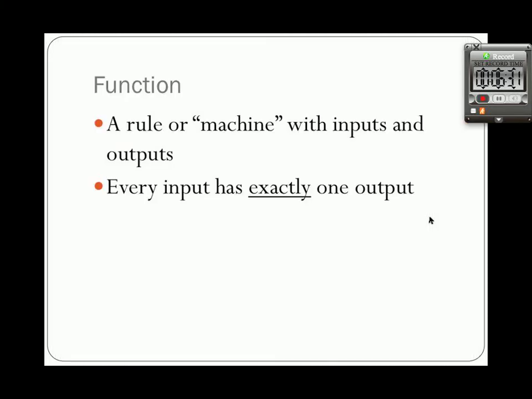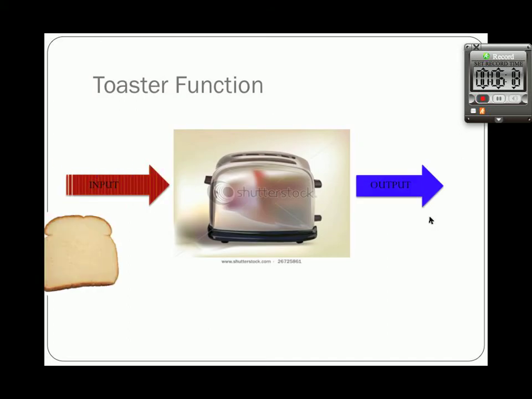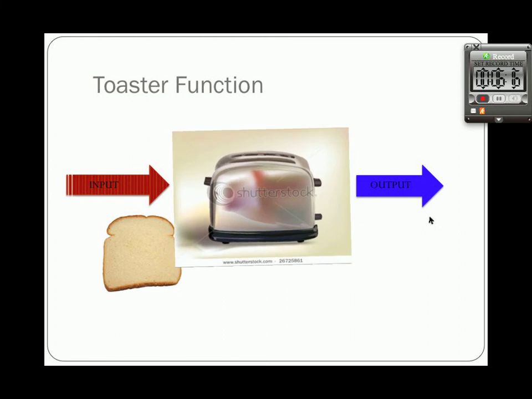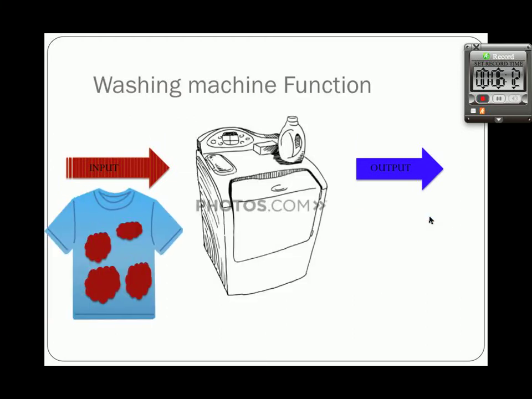Again, the definition of a function is a rule or machine with inputs and outputs, and the key is that every input has exactly one output. Okay? And to look at this again, I have our two non-math functions. You have a toaster: the input is bread, the output is toast. You have a washing machine that takes dirty clothes as input and outputs clean clothes.